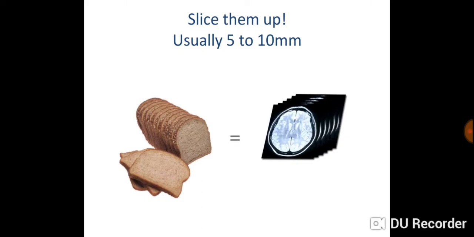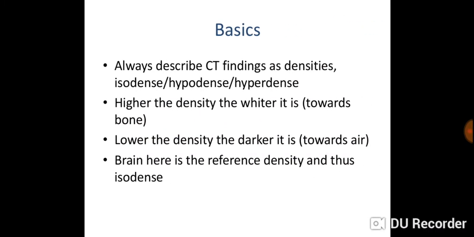Here are some slices of bread and here are some slices of CT scans. Usually you take 5 to 10 mm slices. With the advancement of technology, you get thinner slices and get more information as we go on.